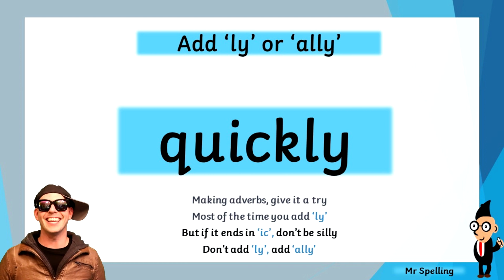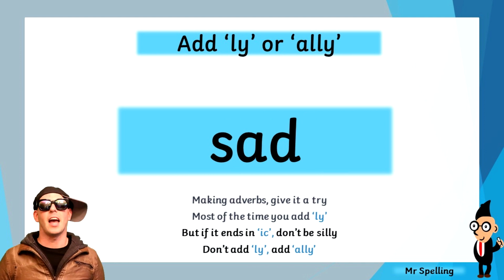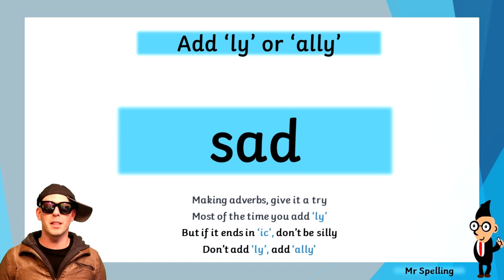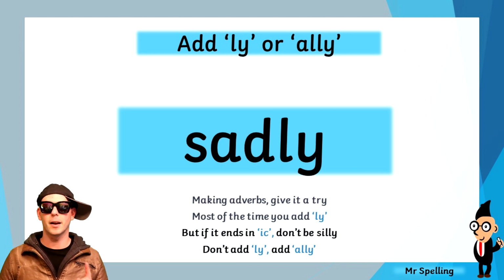Our next word is sad. To make it into an adverb, it would be the word sadly. He cried sadly. So again, let's have a look at our spelling rule. Making adverbs, give it a try. Most of the time you add ly. So let's put ly on the end, and sad becomes sadly.